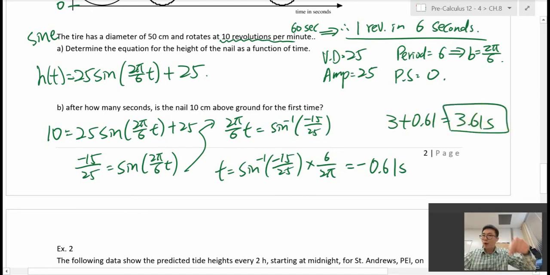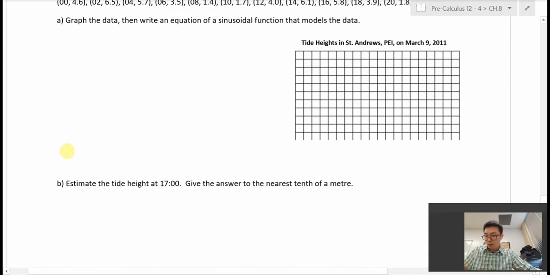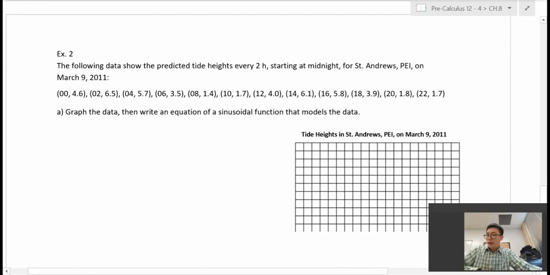Okay, notice how important it is to draw a quick sketch because it tells you if your answer makes sense or not, and then how you can adjust to get the right one that you wanted. Okay, last example that I need to show you today. It says the following data show the predicted tide heights every 2 hours starting at midnight for St. Andrews PEI on March 9th, 2011.